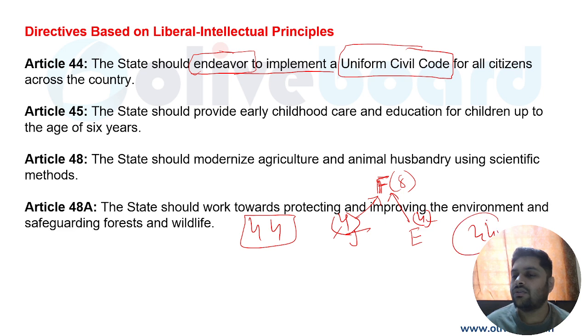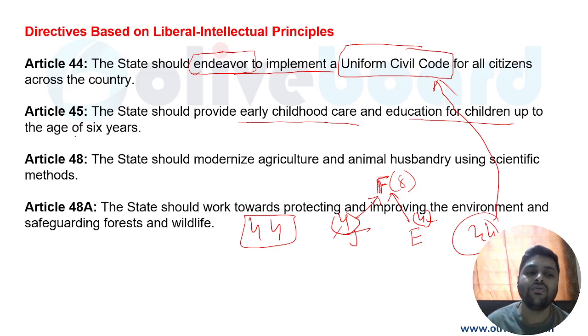Uniformly distributed. So that is Uniform Civil Code. 8 toffees, 4 here, 4 here. Uniformly distributed. So Article 44, Uniform Civil Code. Now you will never forget this. I challenge you. Okay. Uniform Civil Code is Article 44 of the Constitution. Okay. 45 deals with early childhood care and education for children up to 6 years of age.